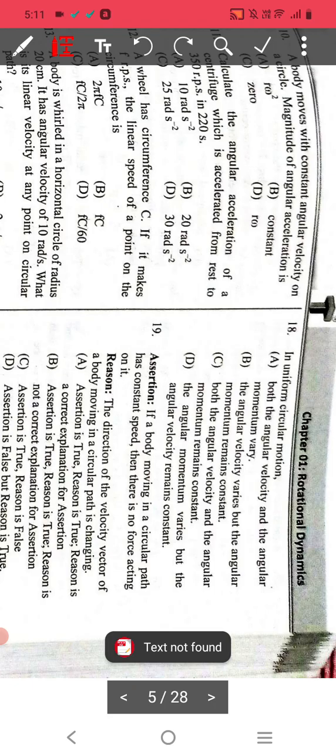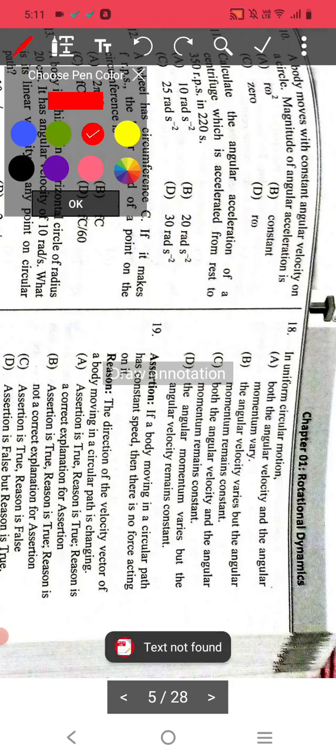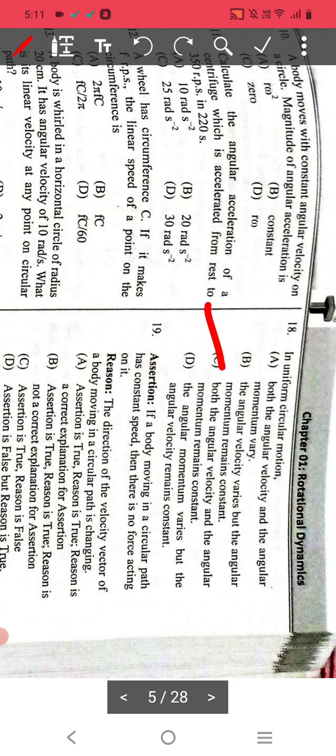Okay, 18. In uniform circular motion, both angular velocity and angular momentum remain constant, because angular momentum L is equal to I omega. Omega is the same and I is also the same for uniform circular motion. So for 18, option C is the correct answer. So we'll stop over here because of less time.